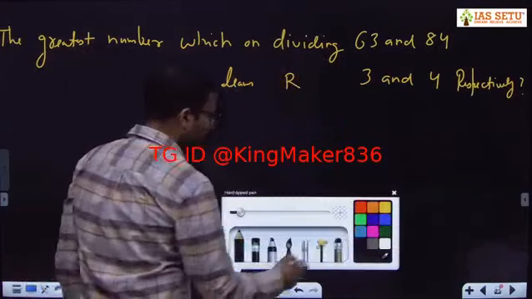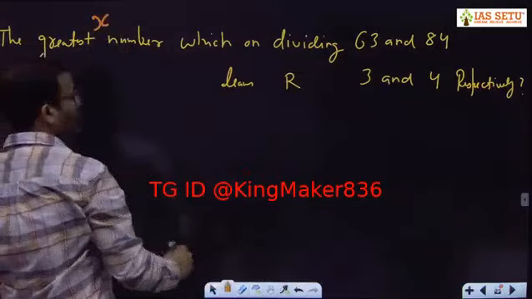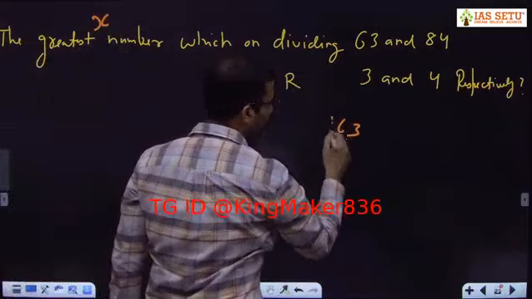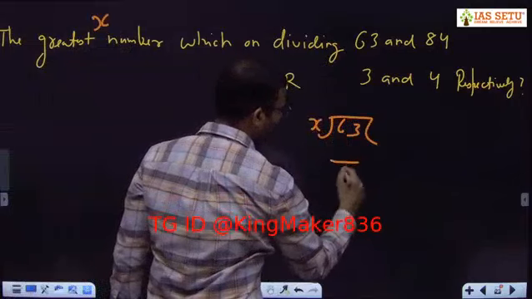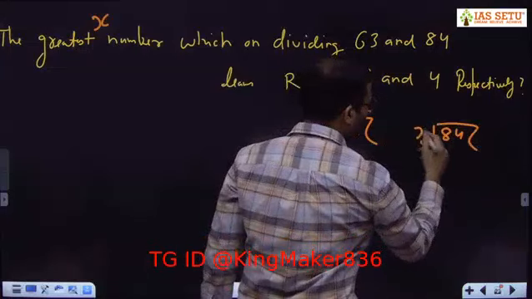So here let us assume the greatest number is x, which on dividing 63 gives a remainder 3, and which on dividing 84 gives a remainder.